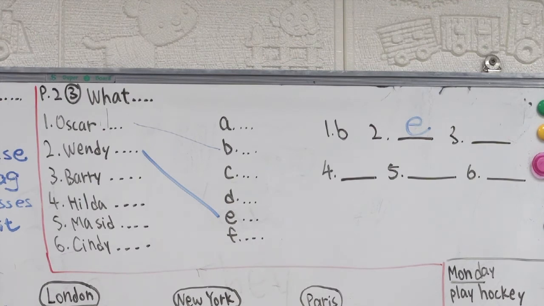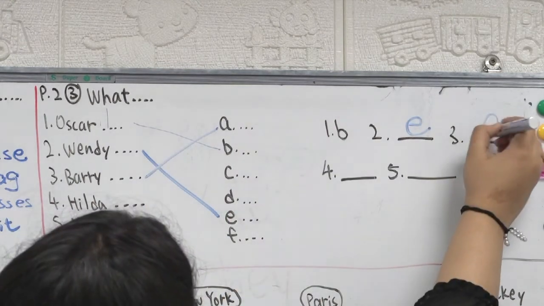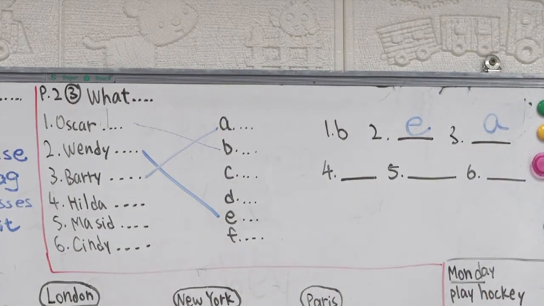I'll do one more. The rest of it, I'm going to leave it to you to do it. All right, Barry. 3, Barry. So what is Barry going to do? Barry's going to play tennis, water the flowers, cook lunch, or have a bath. According to picture 3, Barry is going to play tennis. Right? So that is A. Please do 4 to 6 on your own.